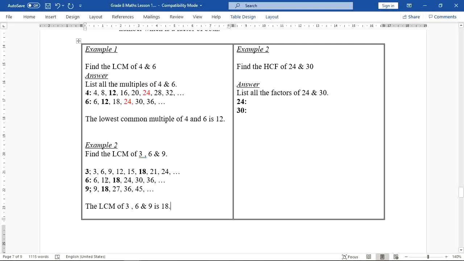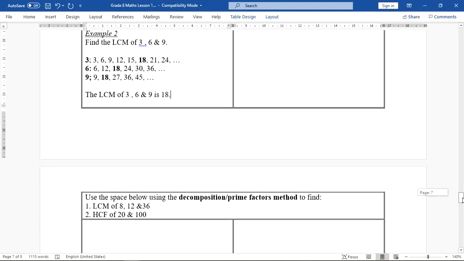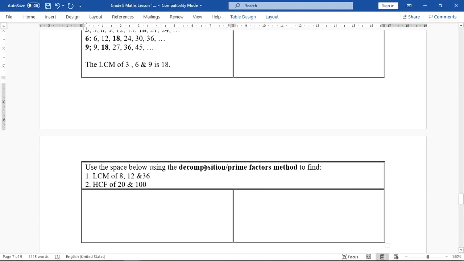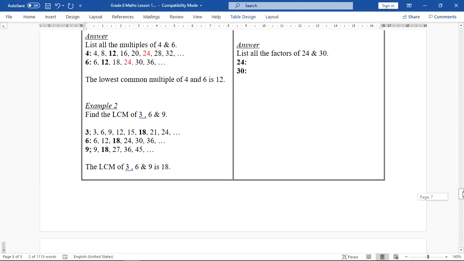All right, and here we couldn't take 12 because 12 is not appearing on the list of 9. And then here we could not take 24, although it was common in all of them, because it's the biggest. We don't want the biggest, we want the lowest. Now in our next video I am going to show you how to find the lowest common multiple of two numbers using a method called decomposition or prime factor method. Do you still remember the prime factor method, or how to find prime factors of a number? So I'm going to show you how to use the prime factors method, or also known as the decomposition method.